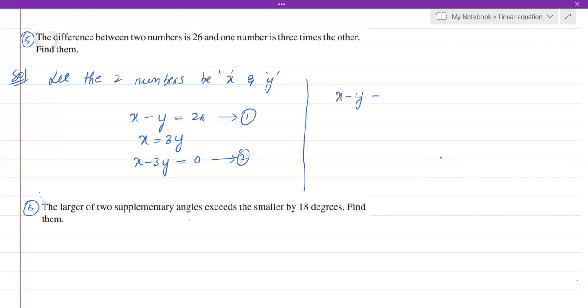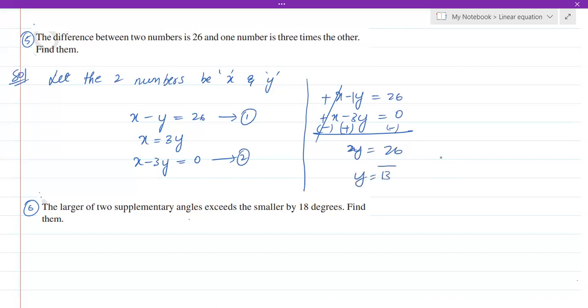So x minus y is equal to 26. X minus 3y is equal to 0. So both are same sign. So let's change it. Plus will become minus, minus will become plus. 0 is neutral, so it doesn't matter even if you change the sign. So let's take it as minus. Plus and minus gets cancelled. Minus 1y plus 3y gives us 2y. And plus 26 minus 0 is 26.